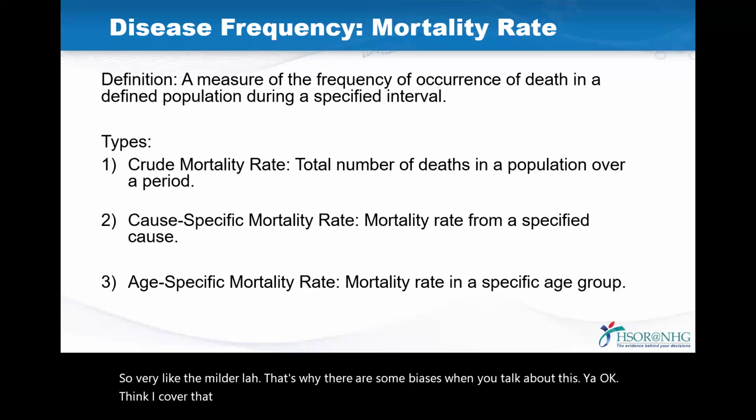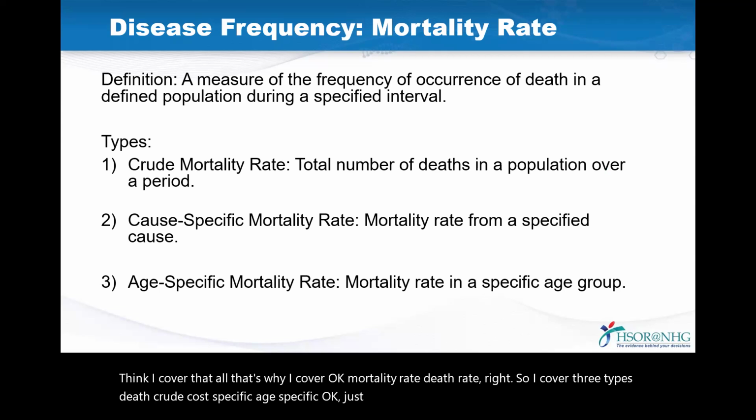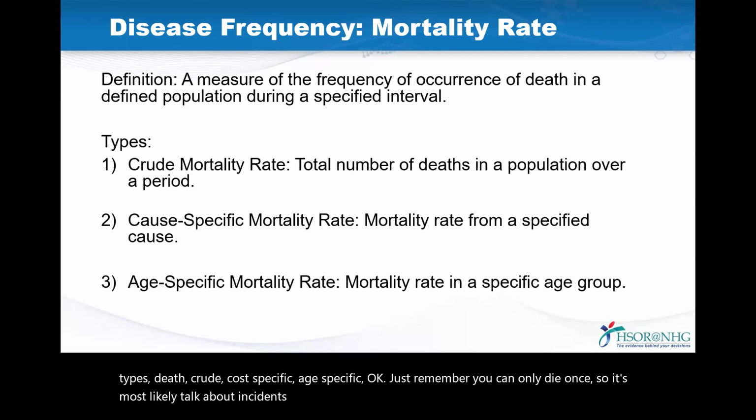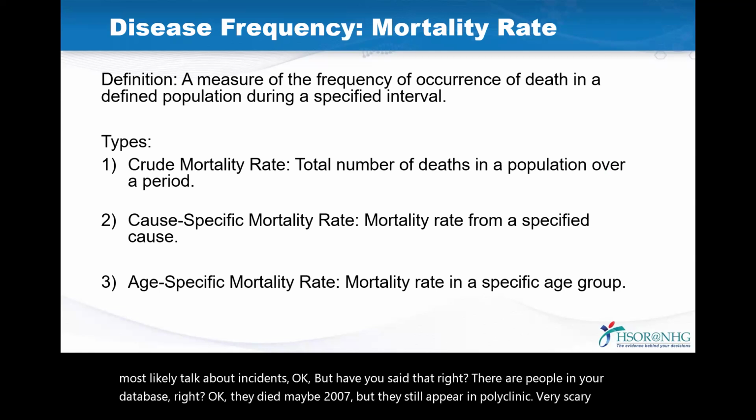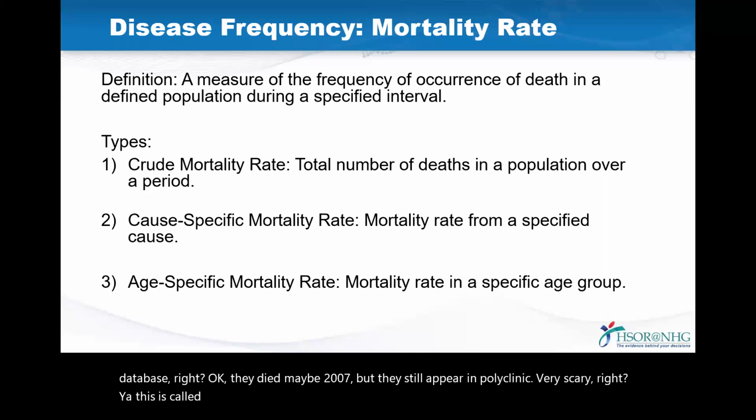Okay, mortality rate, death rate. I cover 3 types: crude, cause specific, and age specific. Just remember you can only die once, so it's most likely talking about incidence. But having said that, there are people in our database who died maybe in 2007, but still appear in the polyclinic. Very scary, right? This is called data inaccuracy, so it's not real.